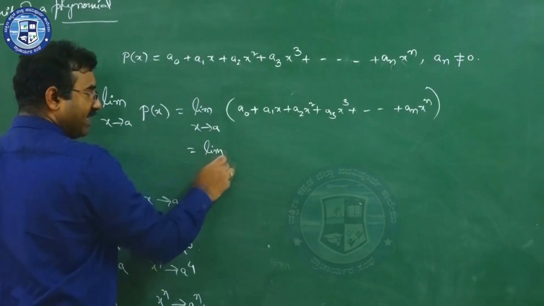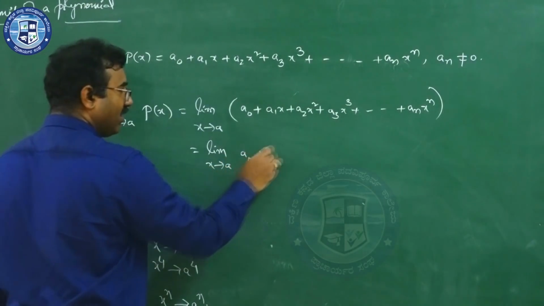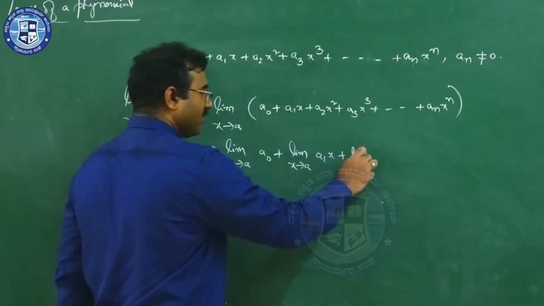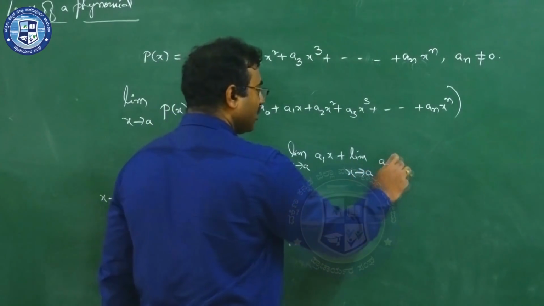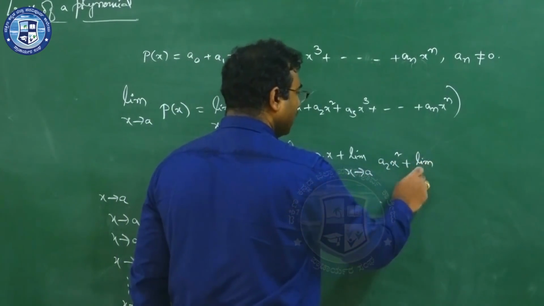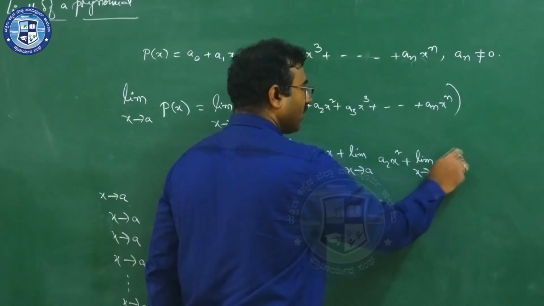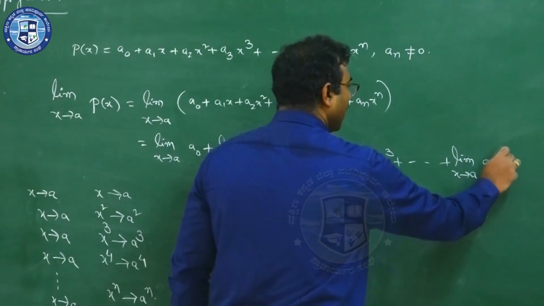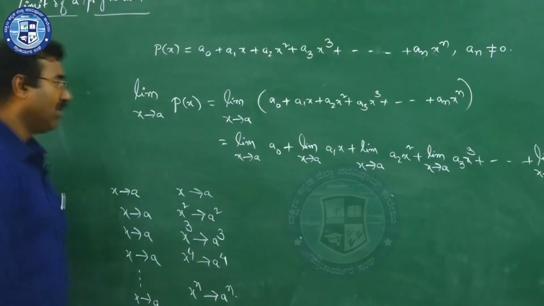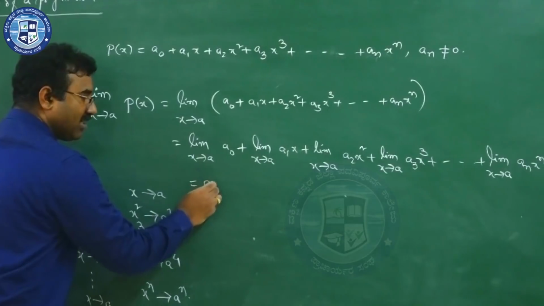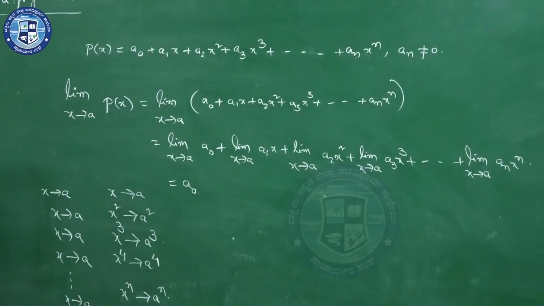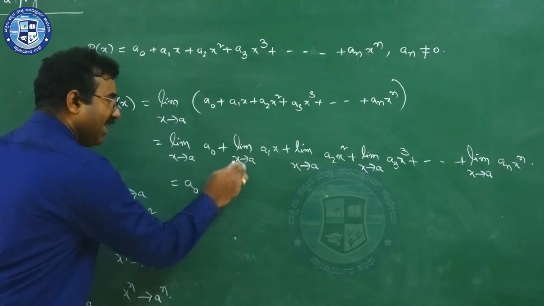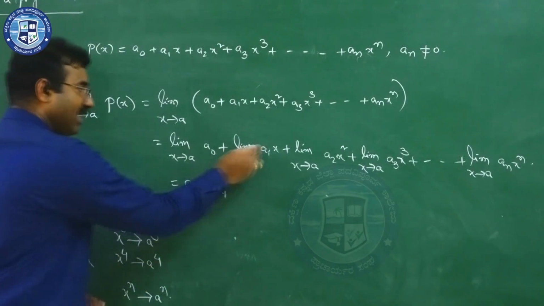By algebra of limits we can write limit x tends to a of a0, plus limit x tends to a of a1x, limit x tends to a of a2x square, limit x tends to a of a3x cube, plus so on, limit x tends to a of an x power n. Now limit of a constant is always the constant only. It won't change. It is a fixed value. There is no variable to change there. And a1 is a constant, I have told you already.